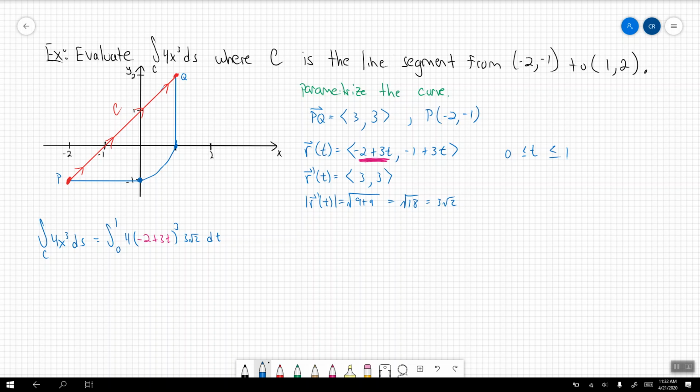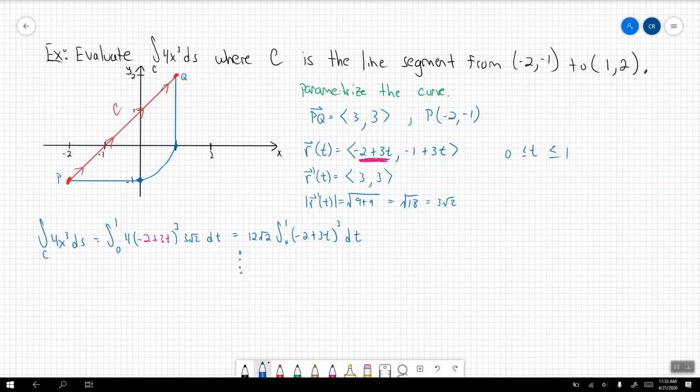So we have a lot of constants. We can factor out a lot of constants here. If we factor out 4 times 3, that's going to be 12. So it's going to be 12 root 2, integral from 0 to 1, of -2 plus 3t to the power of 3 dt. We can just evaluate this with a nice u substitution.